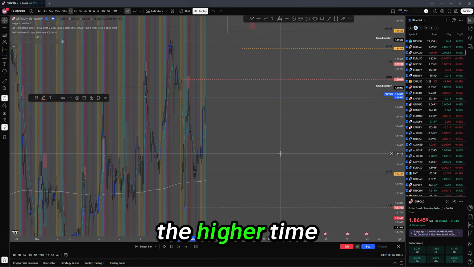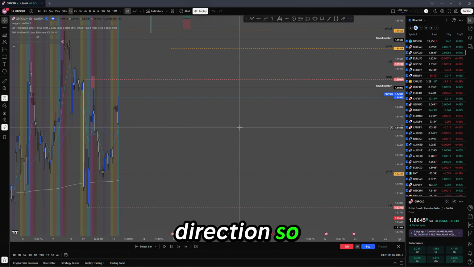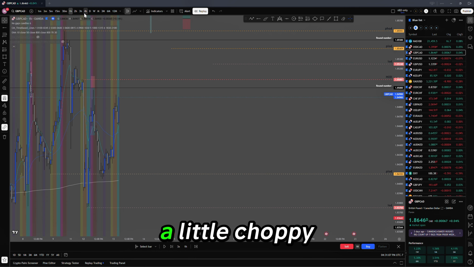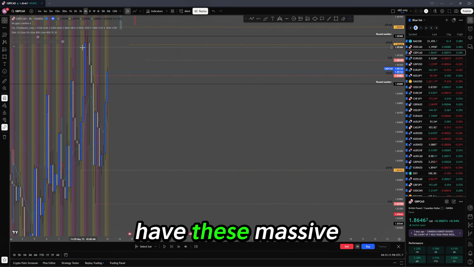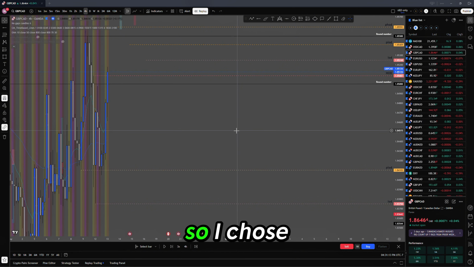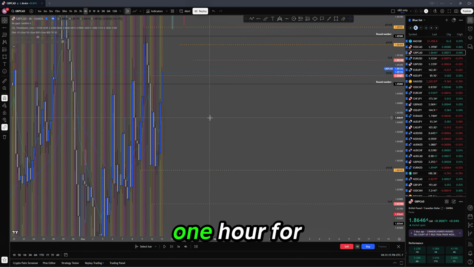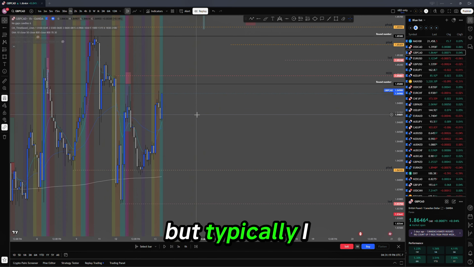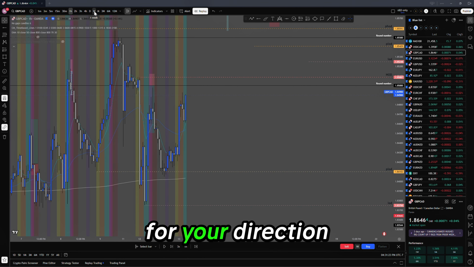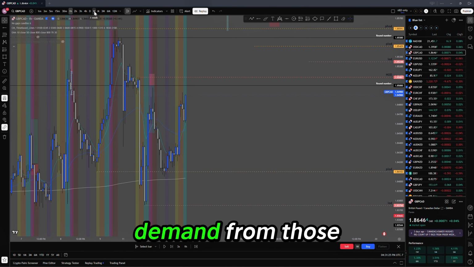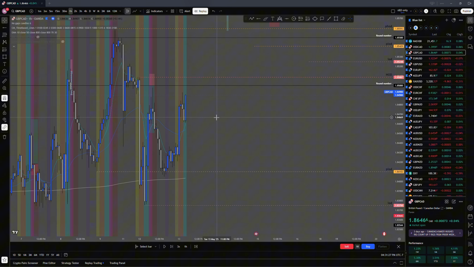Now, I use the higher time frames for my direction. So price has been a little choppy on the 4-hour, just a little bit, and we have these massive impulses. So I chose to use the 1 hour for this instance. So we're just going to go straight to the 1 hour. But typically, I would recommend going to 4-hour, daily, and weekly for your direction. So mark out your supply and demands from those areas. For this example, for this trade, I only used the 1 hour.